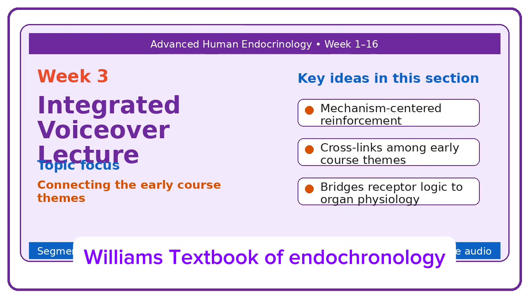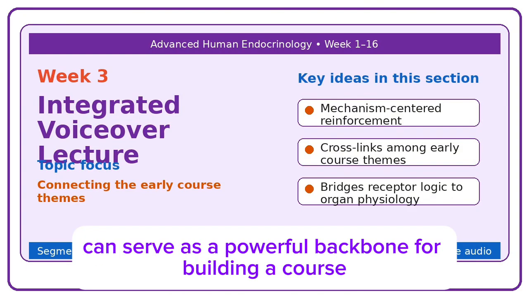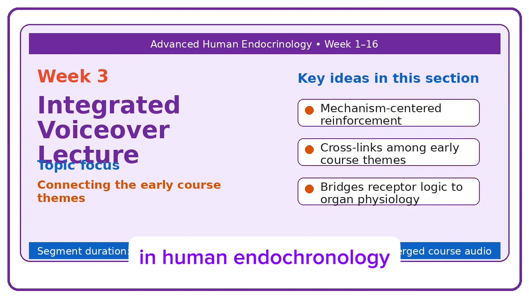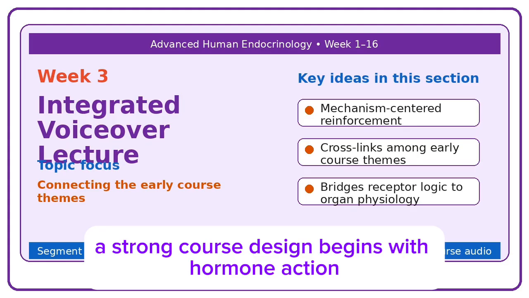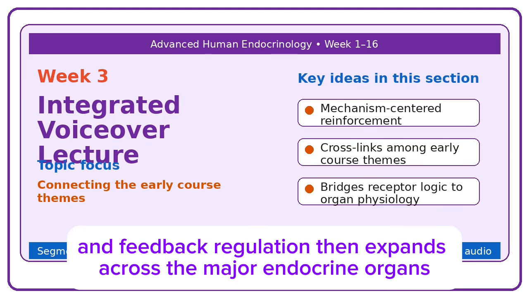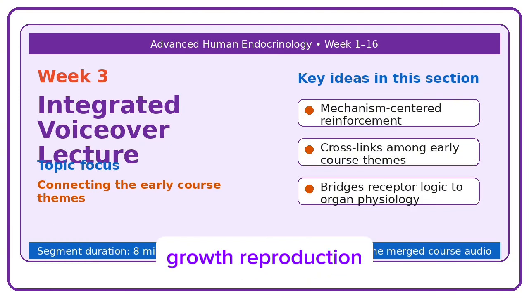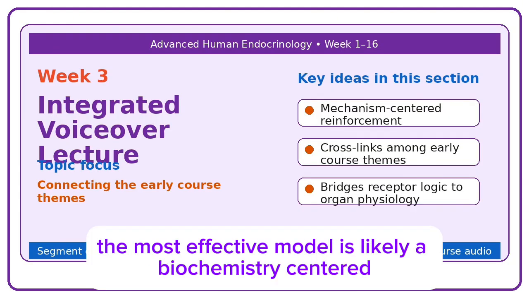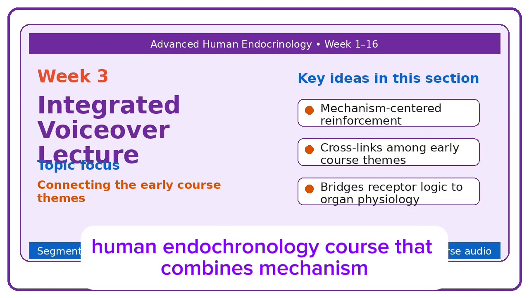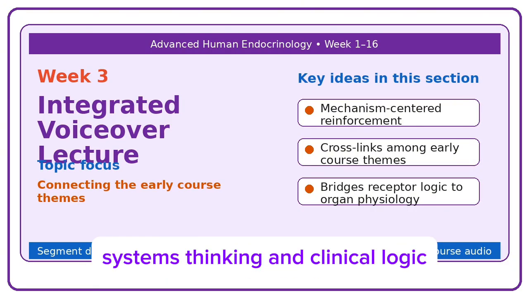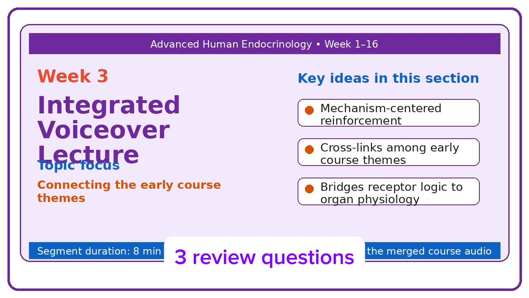Williams' Textbook of Endocrinology can serve as a powerful backbone for building a course in human endocrinology. A strong course design begins with hormone action and feedback regulation, then expands across the major endocrine organs, and finally integrates these systems into the control of metabolism, growth, reproduction, and clinical endocrine disease. For your teaching style, the most effective model is likely a biochemistry-centered human endocrinology course that combines mechanism, systems thinking, and clinical logic. Three review questions.